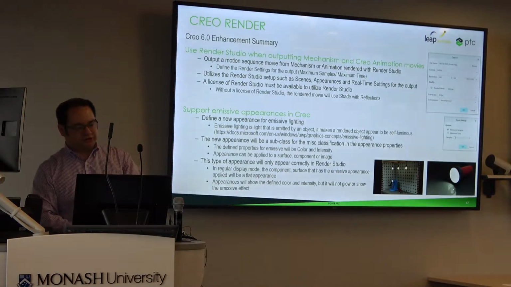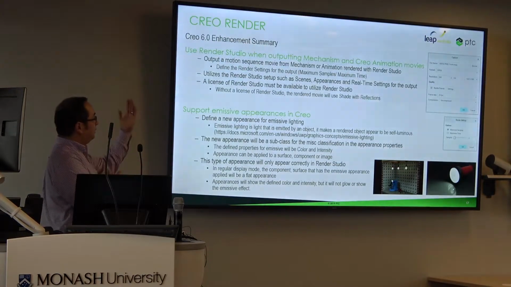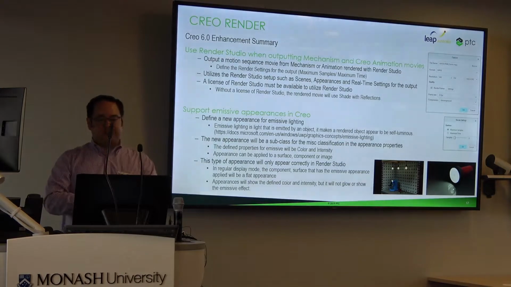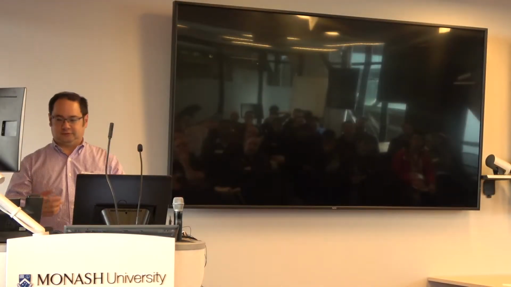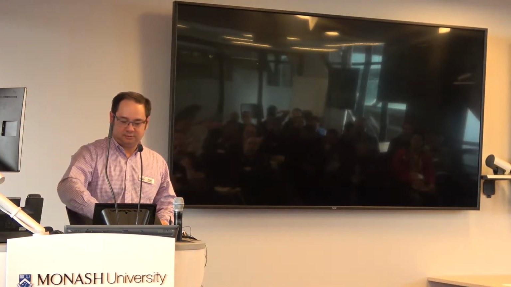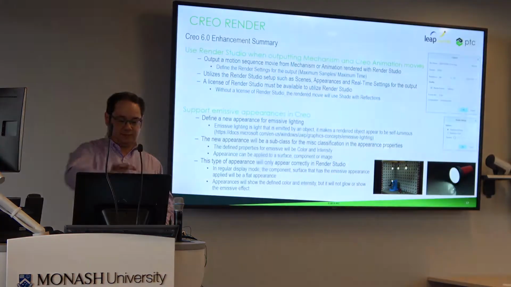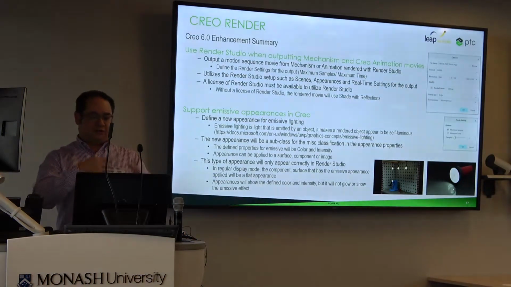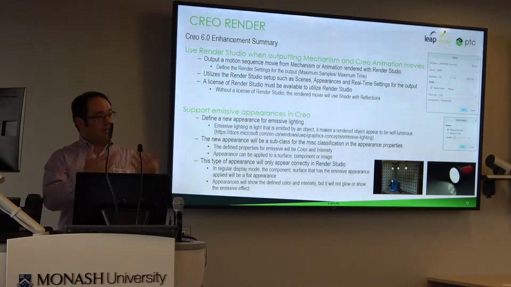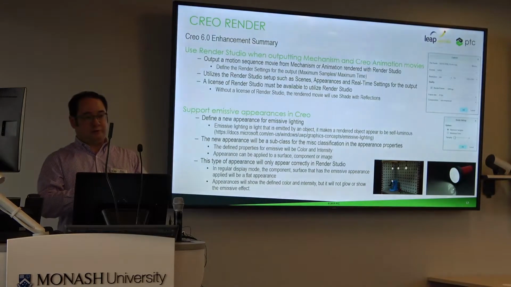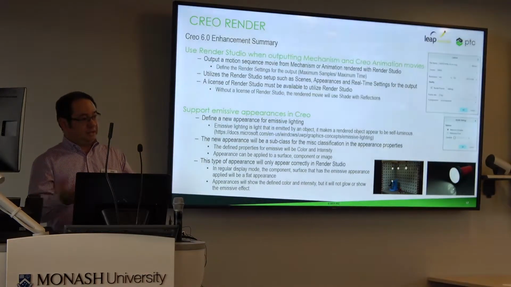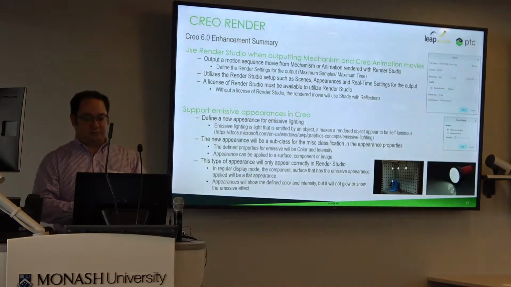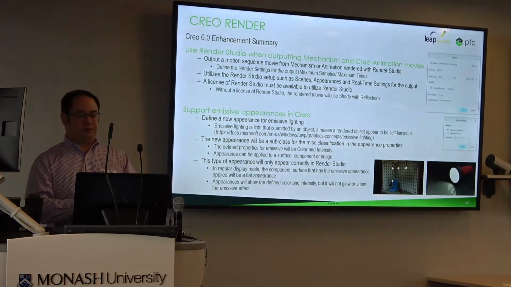What they've added in Render Studio now is a couple of options. When I do my mechanism animations to work out things like motion envelopes or interferences, I'll create my animations inside Creo. You can export them out to a movie. You do have the option of doing a full ray tracing render when you export that movie, so you've got a photorealistic looking result. So you can use the Render Studio for doing that output.